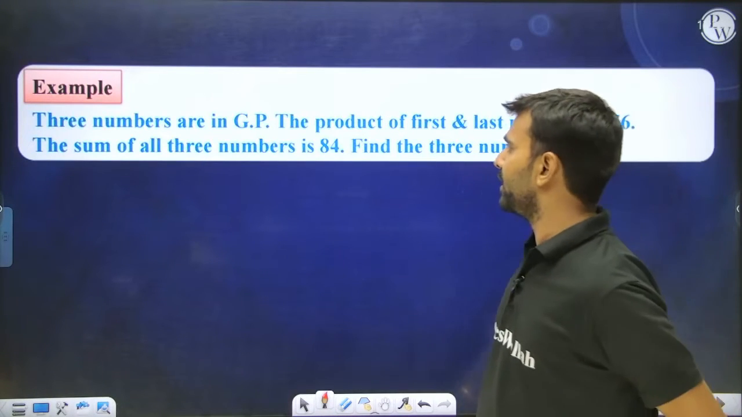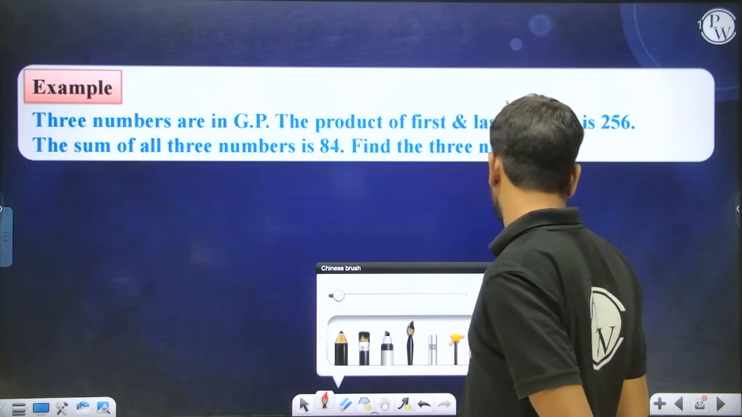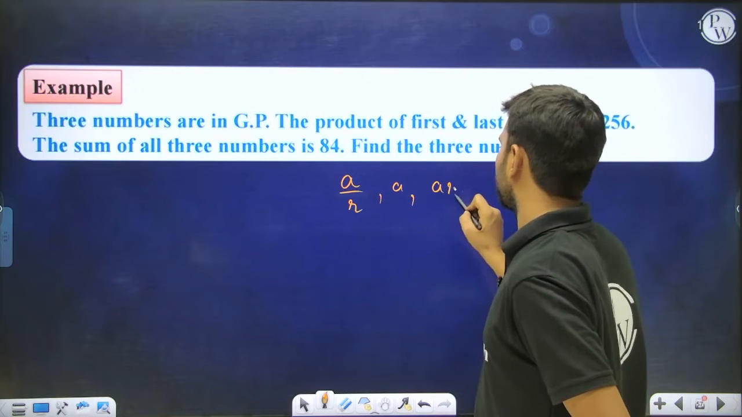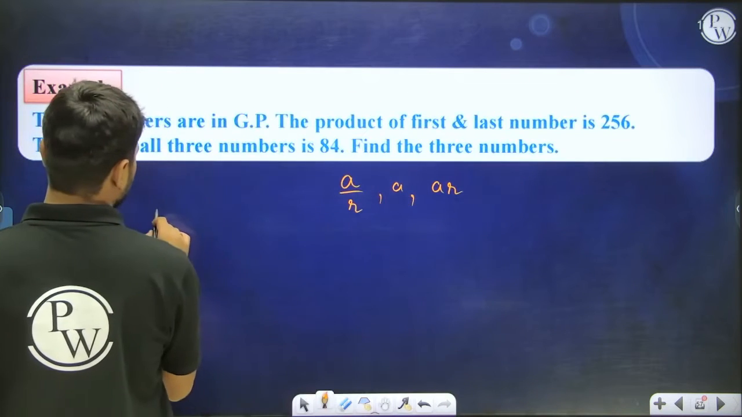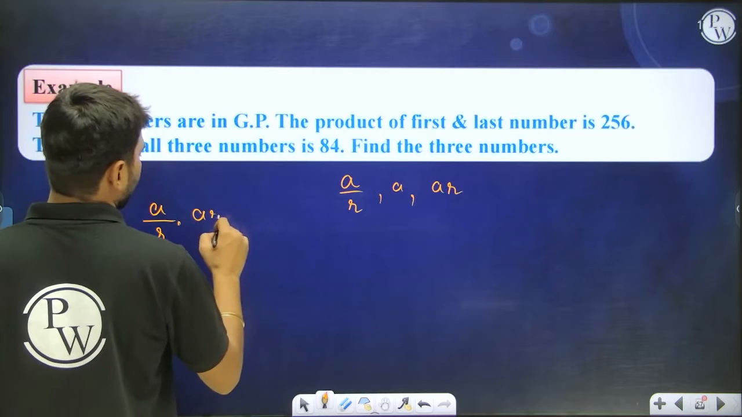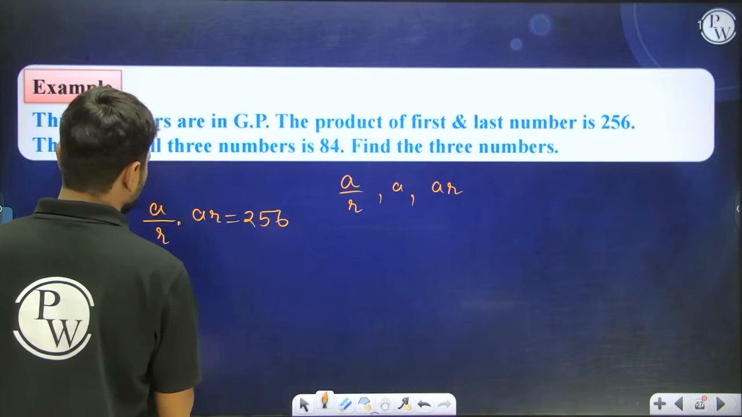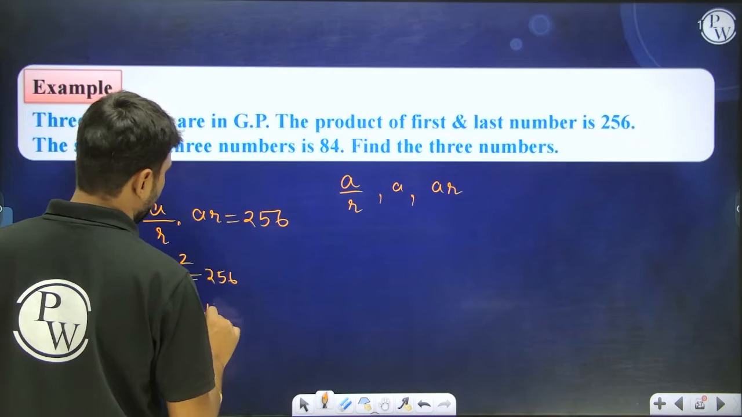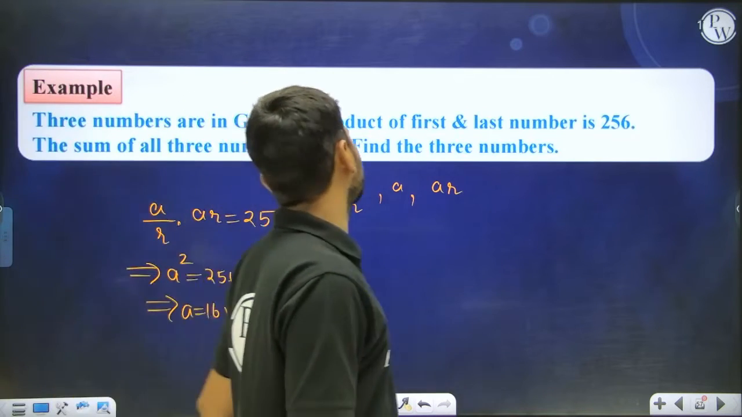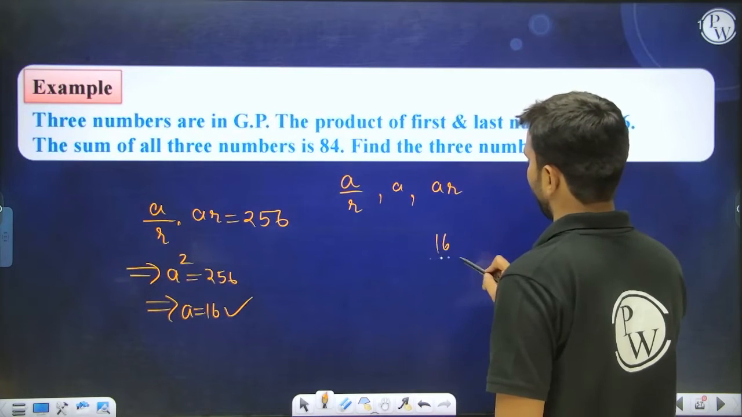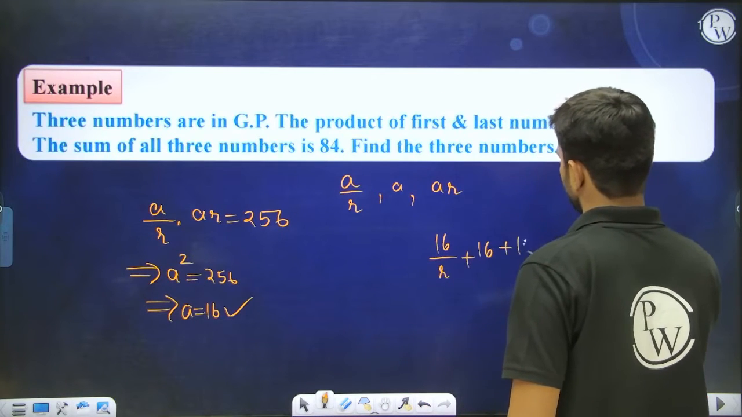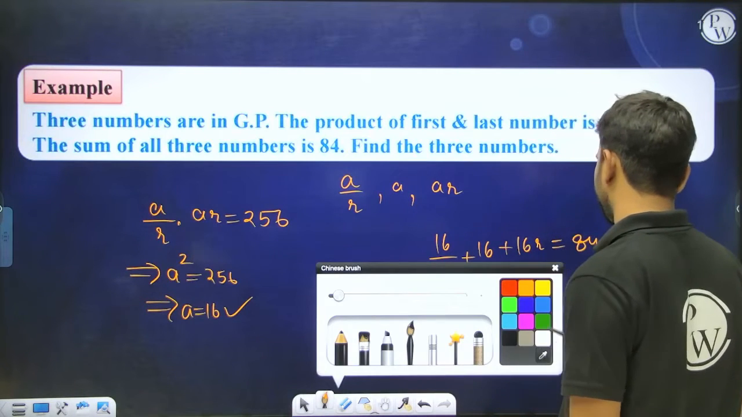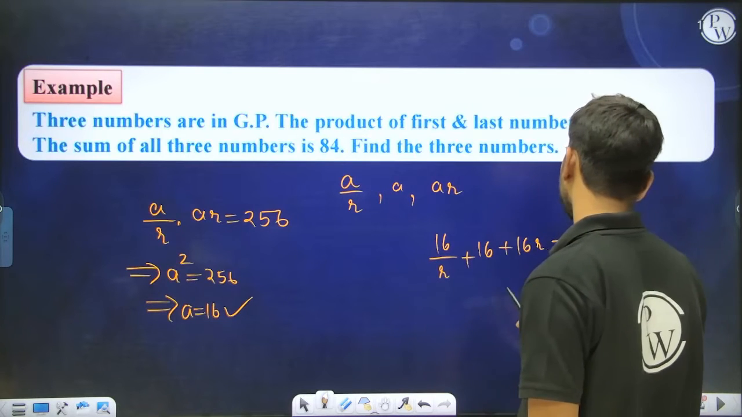Alright. Three terms are in a GP, the product of the first and the last term is 256. Okay, three terms are there in a GP, so we should take them like this: A by R, A, AR. The product of the first and the last is 256, means A by R times AR equals 256, means A square equals 256, means A's value is 16. The sum of all the three terms is 84, that means 16 by R plus 16 plus 16R equals 84. Then the value of R will be what? Can we evaluate? Yes, because only one unknown is there.